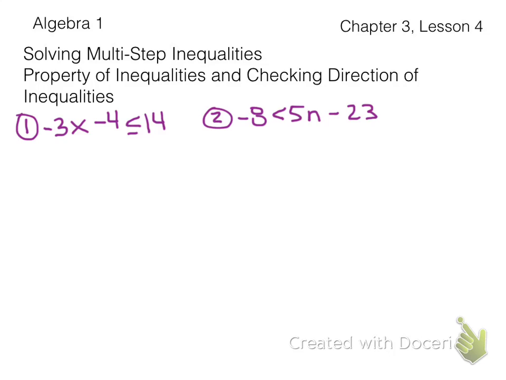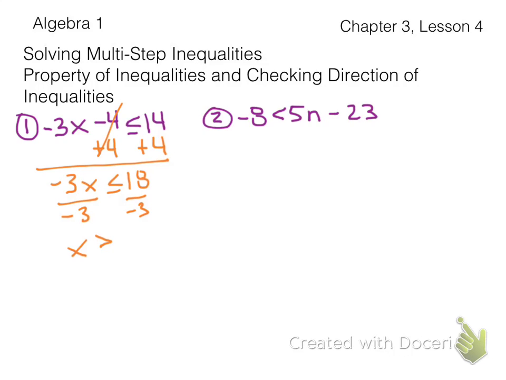All right, so let's go ahead and take care of business and make this a short video. So to get rid of the minus 4, I'm going to add 4. Negative 4 plus 4 is 0. So that cancels that out, and I'm left with negative 3x is less than or equal to 18. And I'm going to divide by negative 3, divide by negative 3. Since I divided by a negative number, I need to switch the direction of my inequality. 18 divided by negative 3 is negative 6.